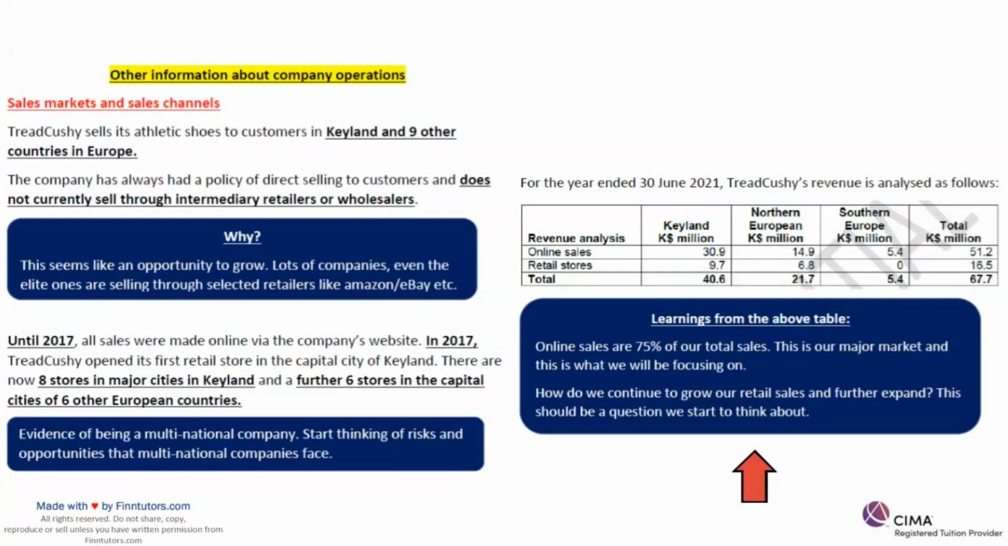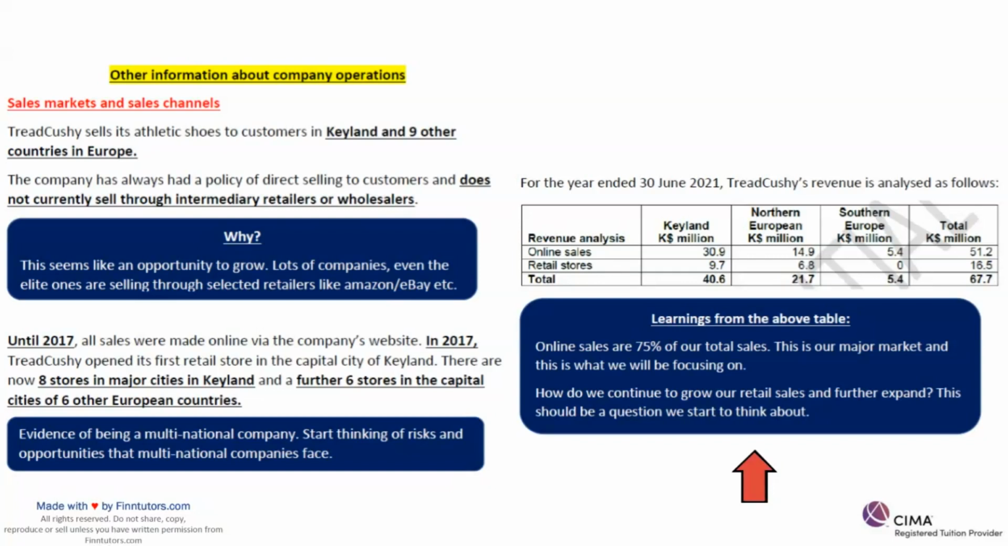Moving on, for the year ended 30th June, TreadCushy's revenue is analyzed as follows. So we have online sales, retail sales. They have shown us the different categories. So from Keeland, majority of our revenue. North Europe, second most revenue. Southern Europe is the third in the list. For retail stores, we do not have any retail stores in Southern Europe as of now. So, something that can be again a growth opportunity for us.